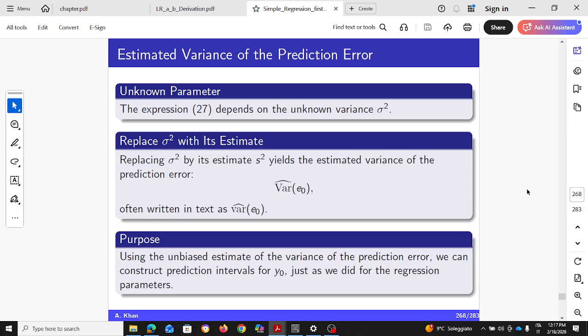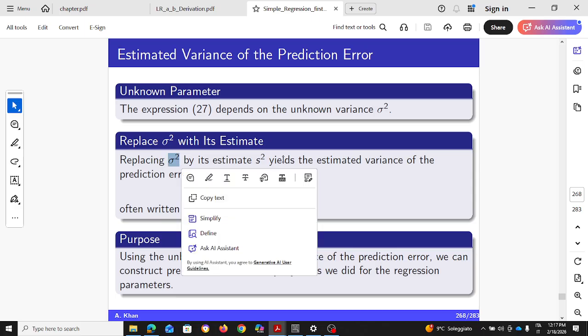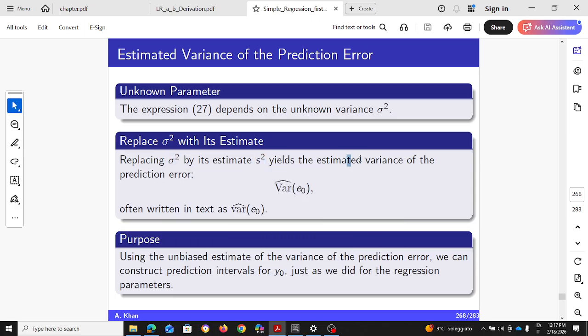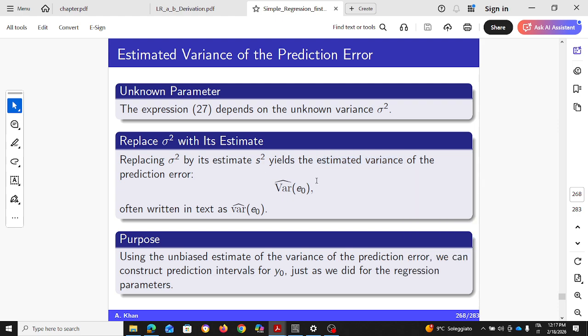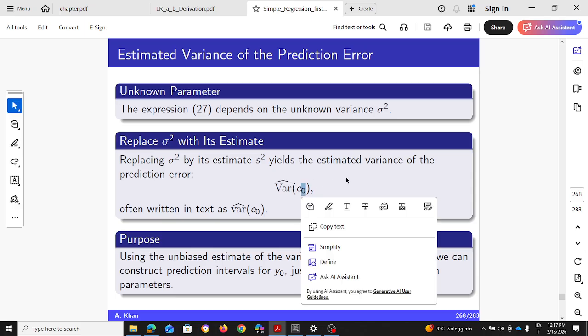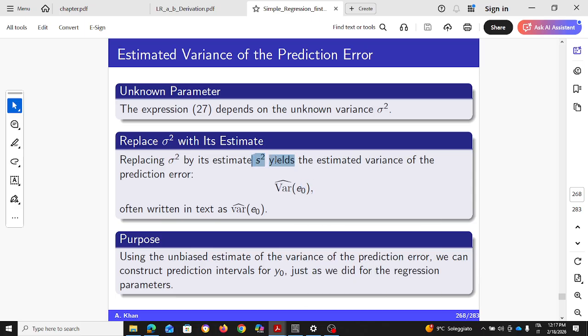Now, as before, if you remember, we replaced sigma square by s square and we estimated the variance. But now for the prediction error, we replace it here. The same thing, we will use s square. And the purpose here is to make it unbiased.